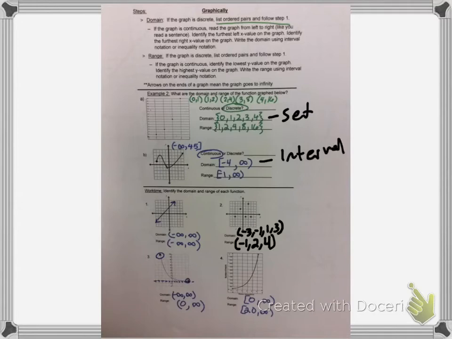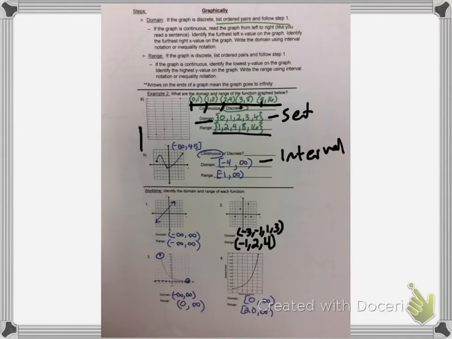Alright, so we look at the first one. Notice that we just have ordered pairs listed here, so it would be discrete. So we list out all our ordered pairs, and then we put our domain with all our x values. Notice that we look at our x values here, and we put our range, all our y values, from left to right, and from least to greatest there.